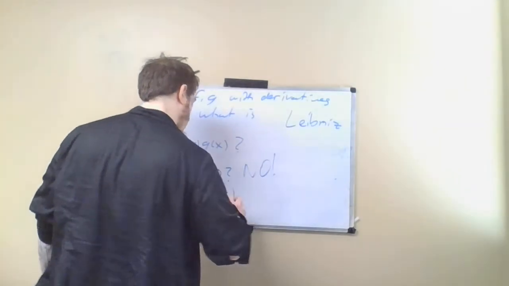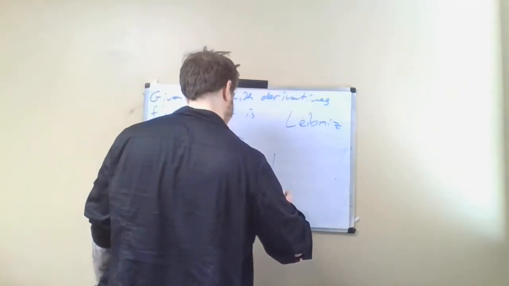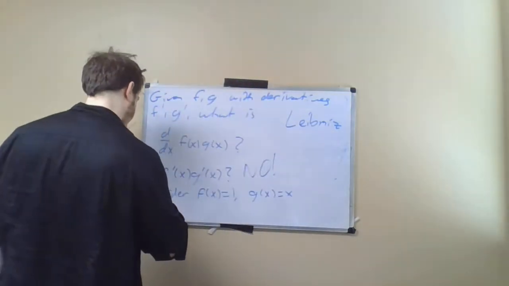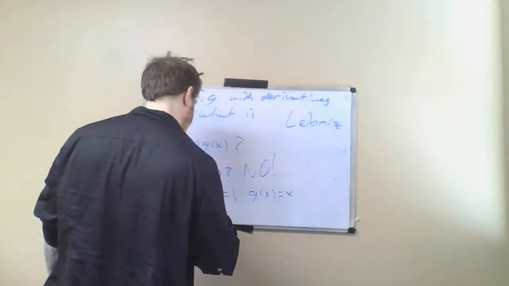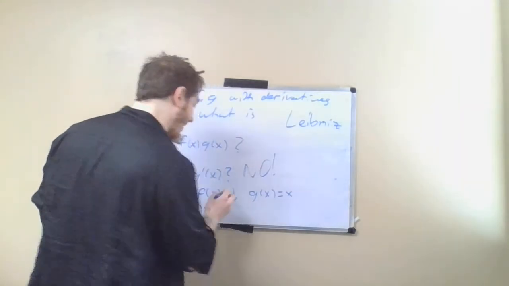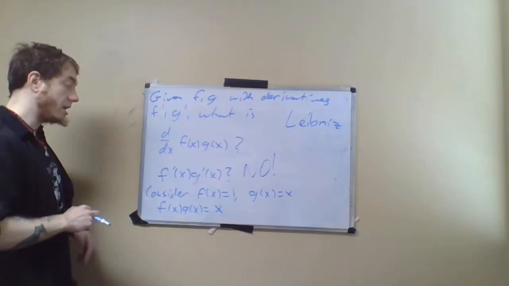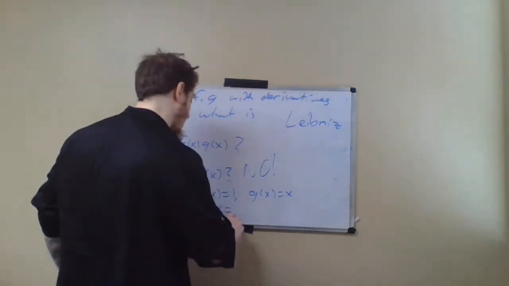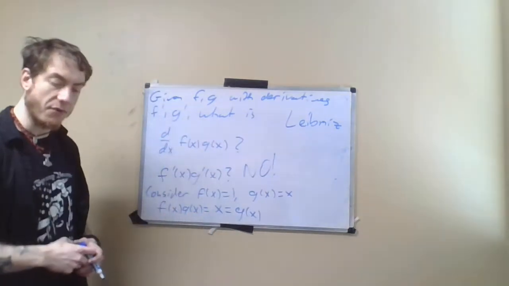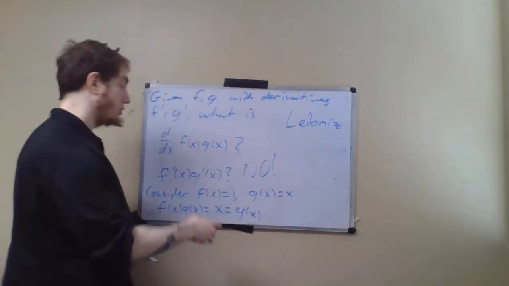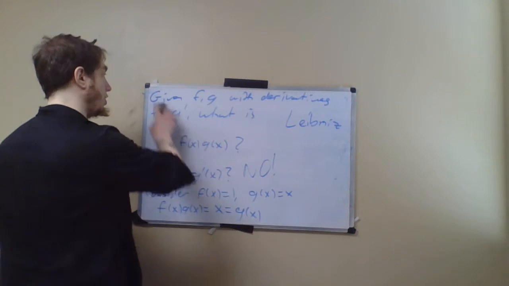f of x equals 1, and g of x being equal to x. Then f of x times g of x should be equal to x, because multiplying by 1 doesn't change anything, which is still g of x. And that means the derivative of f times g should still be the same as the derivative of g.